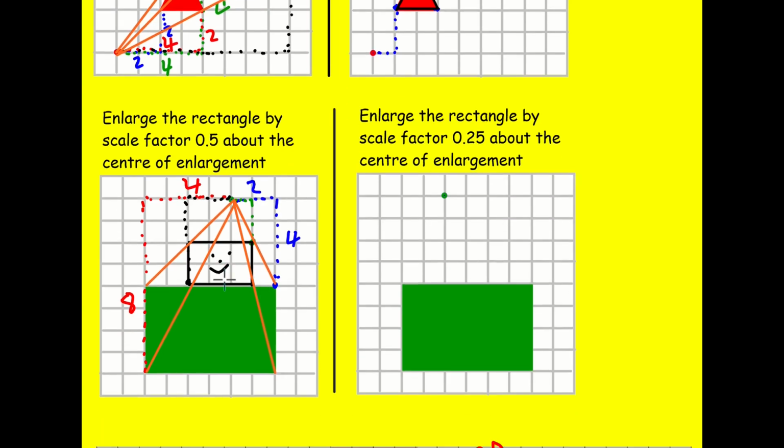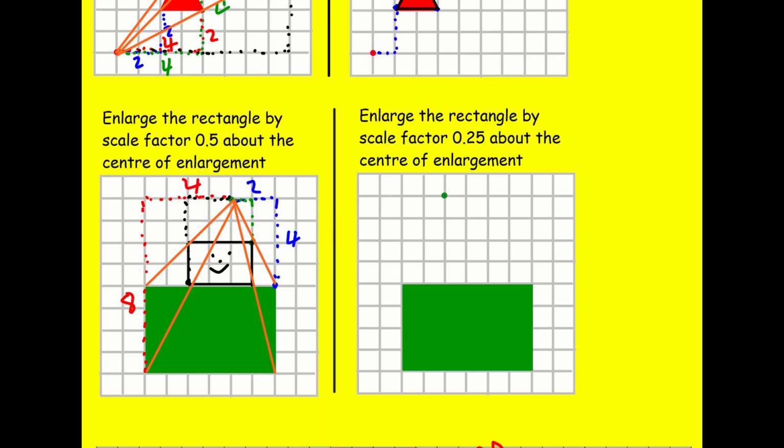The other thing to say is when I went from the green shape to the new shape, that was a scale factor 0.5. But if I go from this new shape back to the old shape, it would be a scale factor of 2 using exactly the same center of enlargement. You can find them in pairs essentially. Like one going to the other is going to be the reciprocal of the other one going back to the original one. I hope that makes sense.